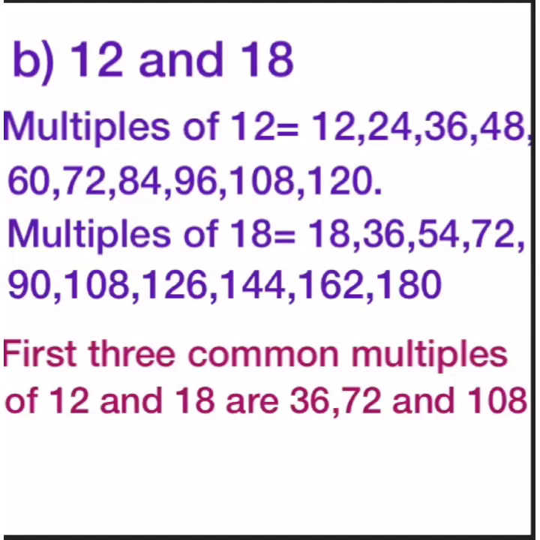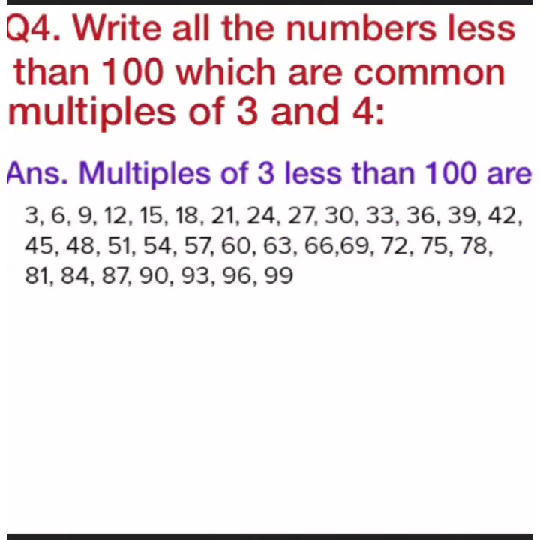We have to find the first 3 common multiples of 12 and 18. First we will find the multiples of 12: 12, 24, 36, 48, 60, 72, 84, 96, 108 and 120. And the multiples of 18 are 18, 36, 54, 72, 90, 108, 126, 144, 162 and 180. So the first three common multiples of 12 and 18 are 36, 72 and 108.